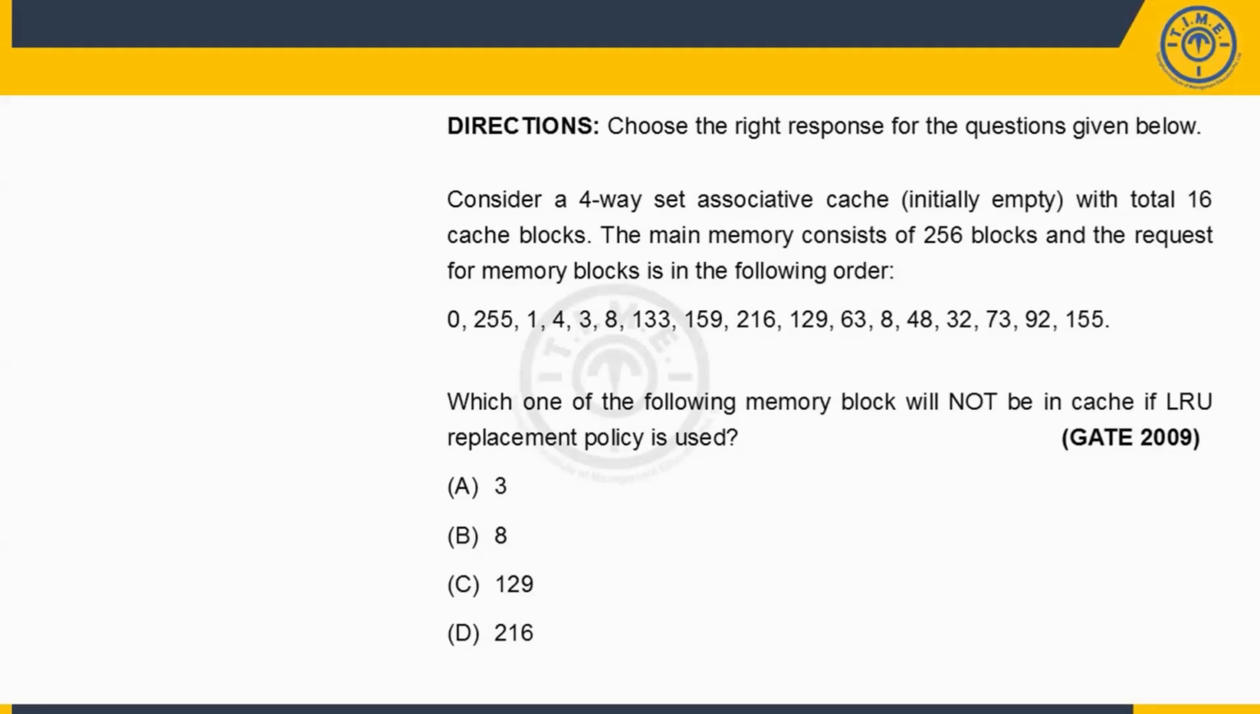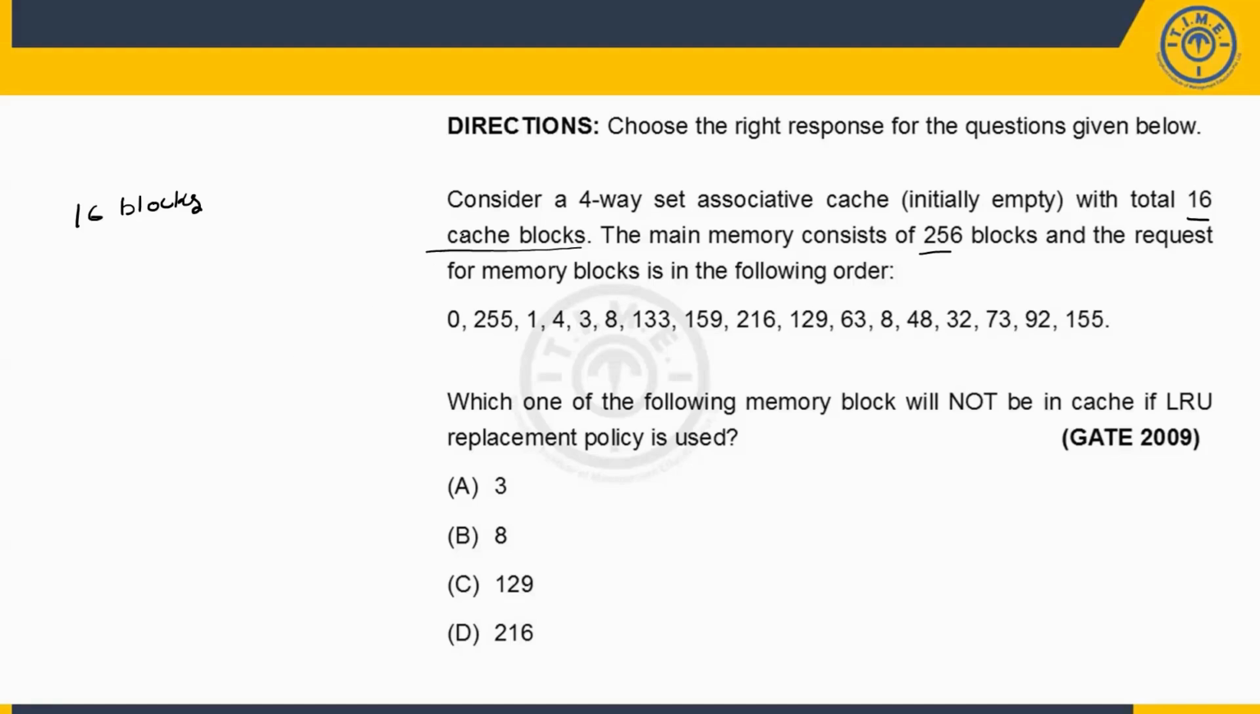Now, let us take a different type of question. Now, consider a four-way set associative cache, which is initially empty, with a total of 16 cache blocks. Okay, we do have a total of 16 blocks. The main memory consists of 256 blocks, and the requests for the memory blocks are in the following order.